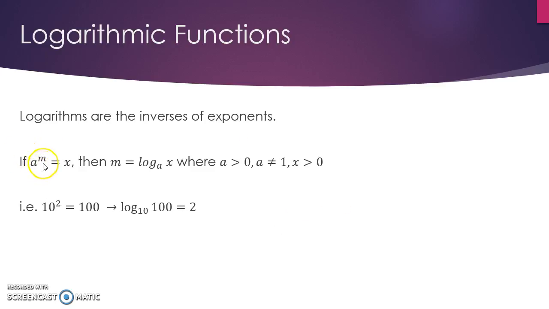But if a to the power of m equals x, then we can rewrite that as m equals log to base a of x. For example, 10 squared equals 100, so if we write that as a log, the index 2 equals log base 10 of 100. So in your calculator, if you put log 100, you will get 2. The calculator's default is base 10.